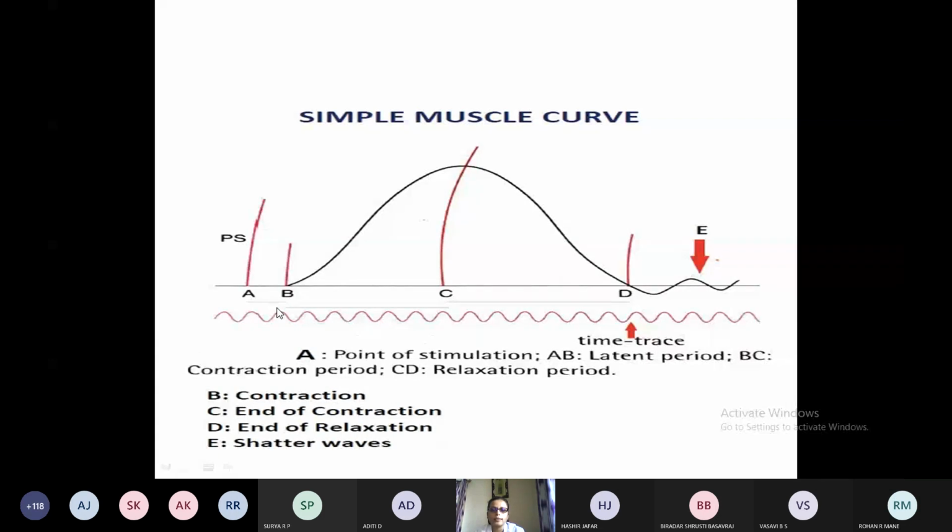So we are talking more about the latent period. What could be the reason for the latent period? There are a variety of reasons.